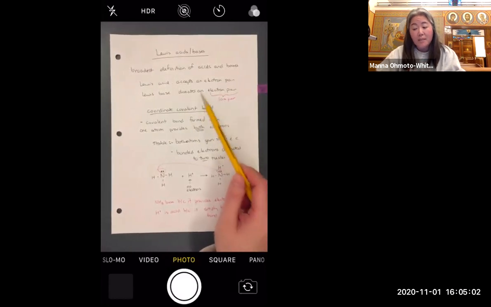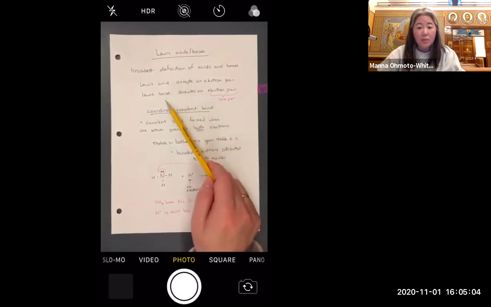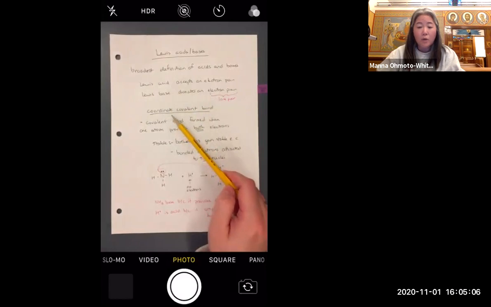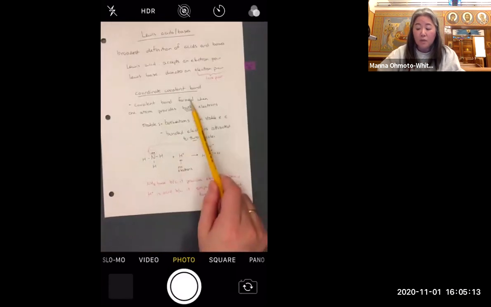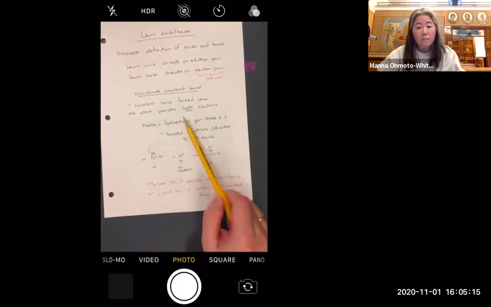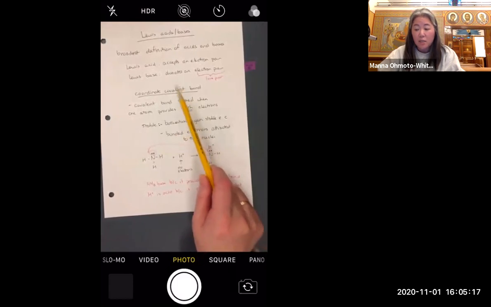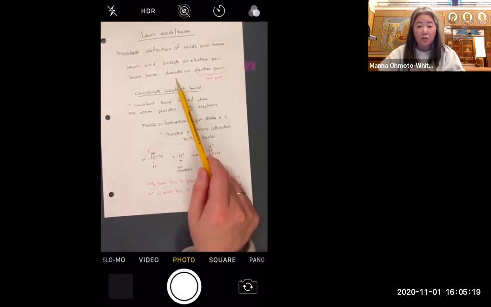And so what happens is that when a Lewis acid and a Lewis base come together, they form a coordinate covalent bond. So just to remind you, a coordinate covalent bond is a covalent bond that forms when one atom provides both of the electrons. So in this case, the Lewis base provides both of the electrons.